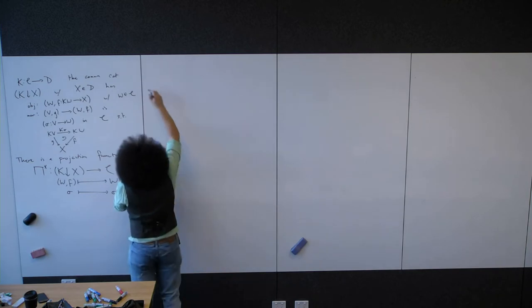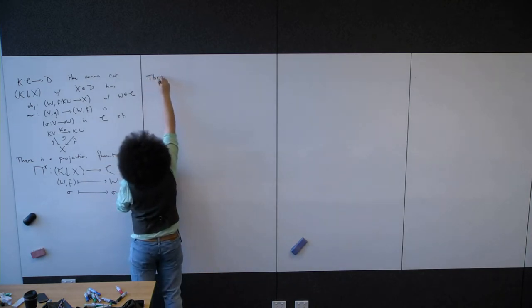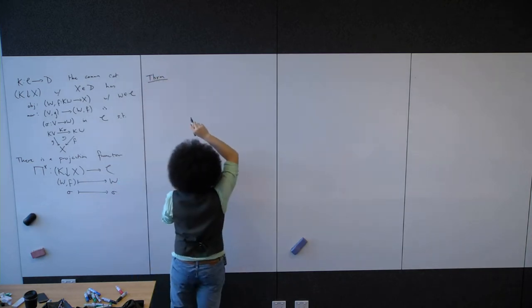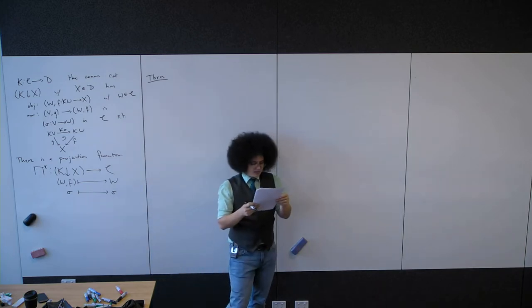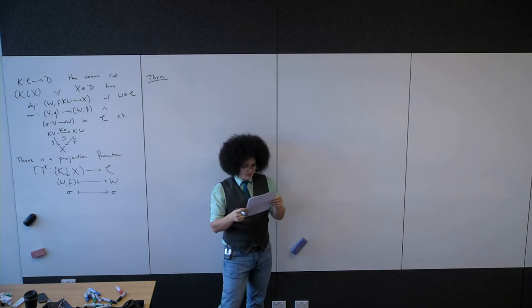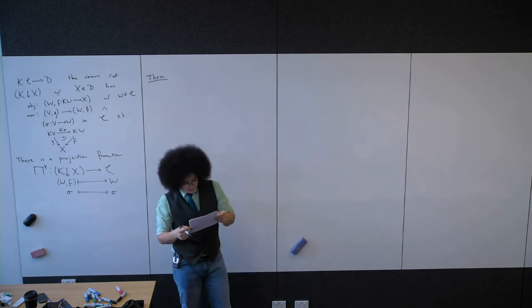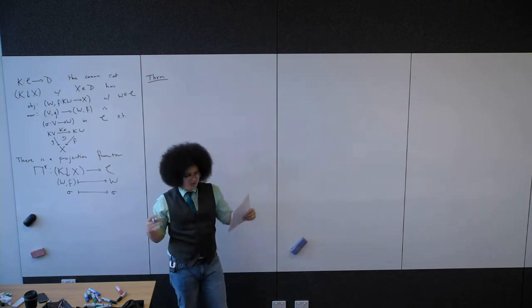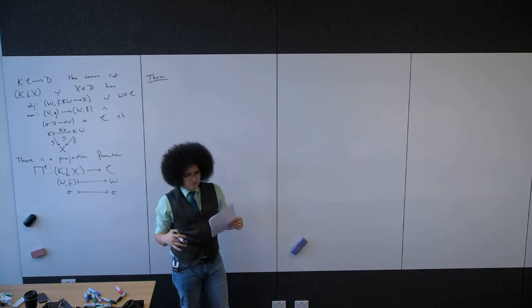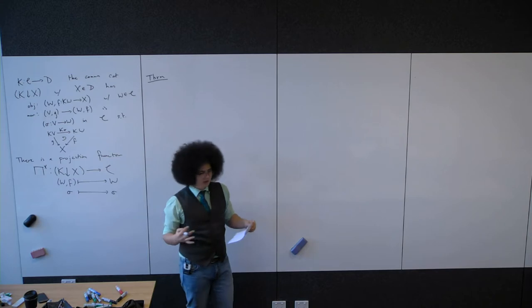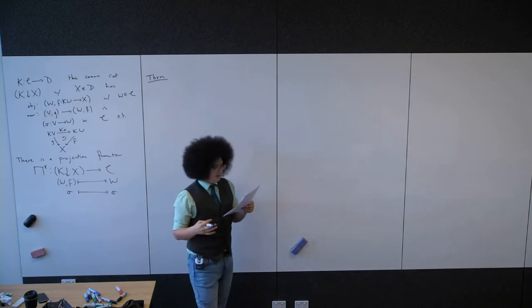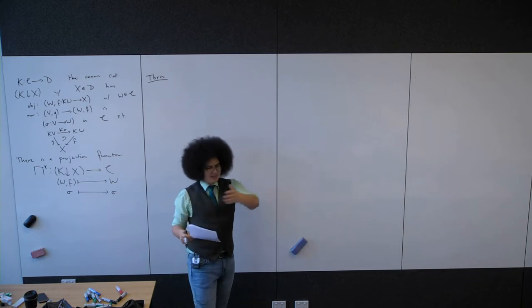All right, so theorem. What I'm going to do now is say that under good conditions, we can explicitly say what a Kan extension is. In particular for each object, we can describe it as some colimit.